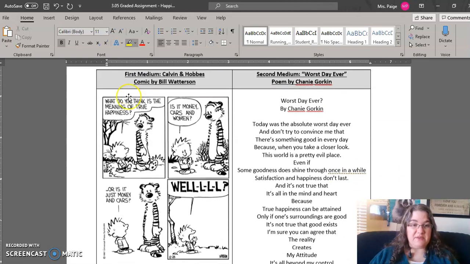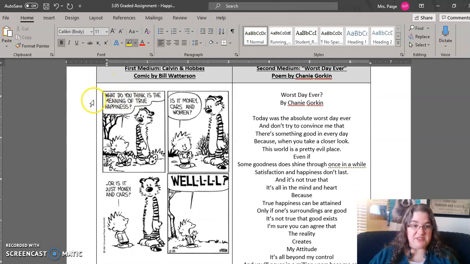All right, first we have the medium of Calvin and Hobbes. And we've got, what do you think is the meaning of true happiness? Is it money, cars, and women? Or is it just money and cars? Well, and you look at the tiger here, and he's over here just kind of looking at him, but then he looks perplexed. He's very confused and just walks away. So what do you think that's saying about his idea of true happiness? Does he agree? Does he disagree?